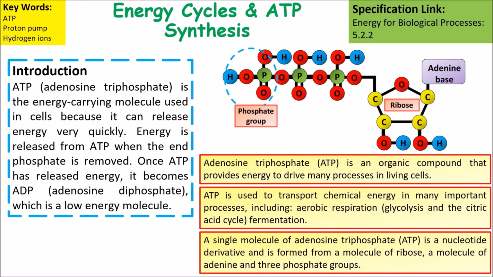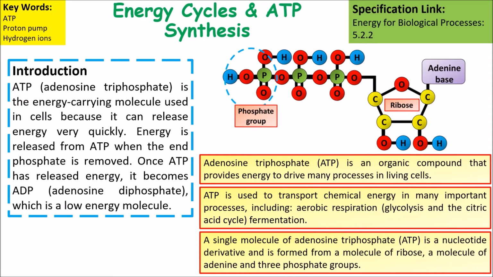So ATP, or adenosine triphosphate, is the energy carrying molecule used in cells because it can release energy very quickly. Energy is released from ATP when the end phosphate is removed. ATP is an organic compound that provides energy to drive many of the processes within cells.